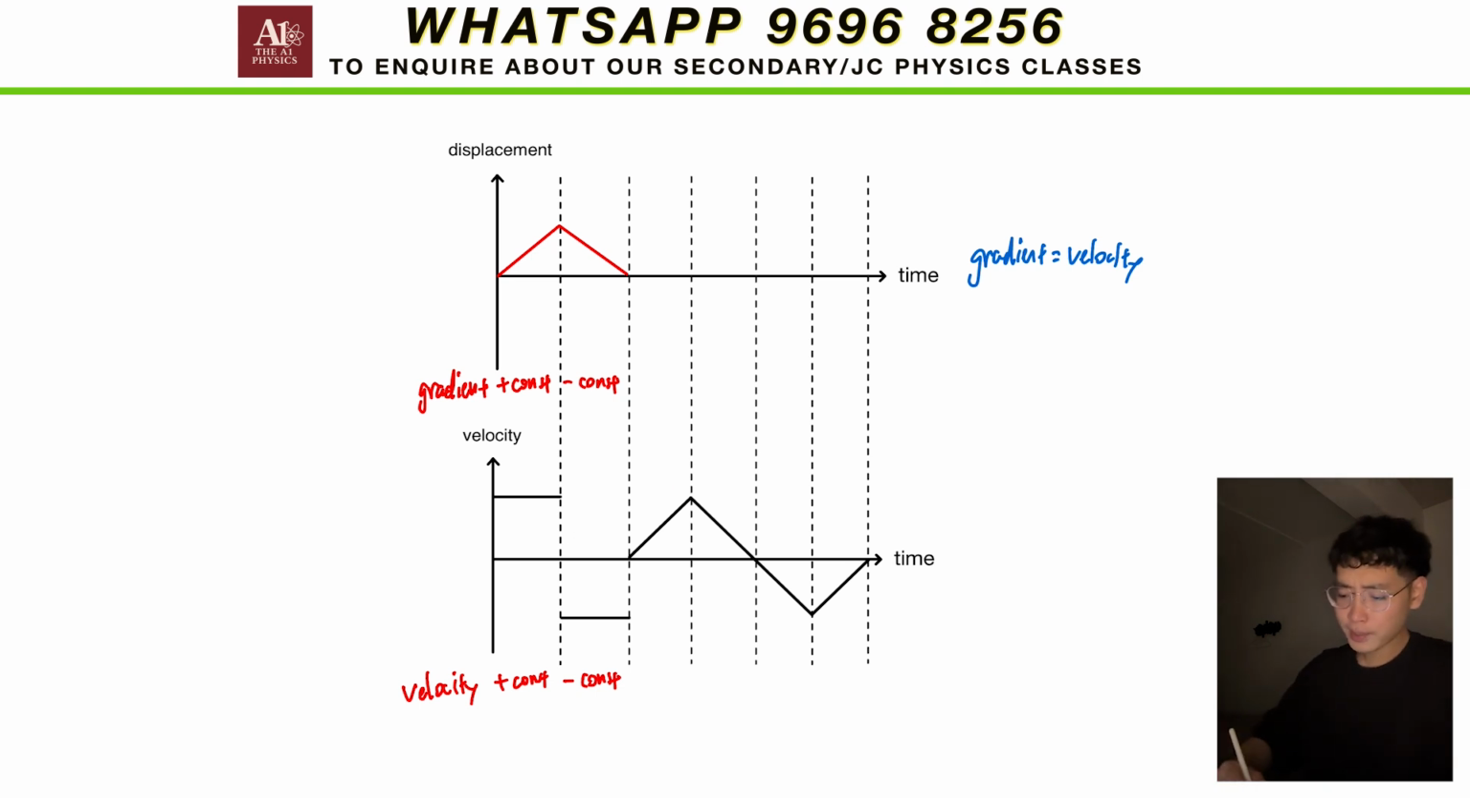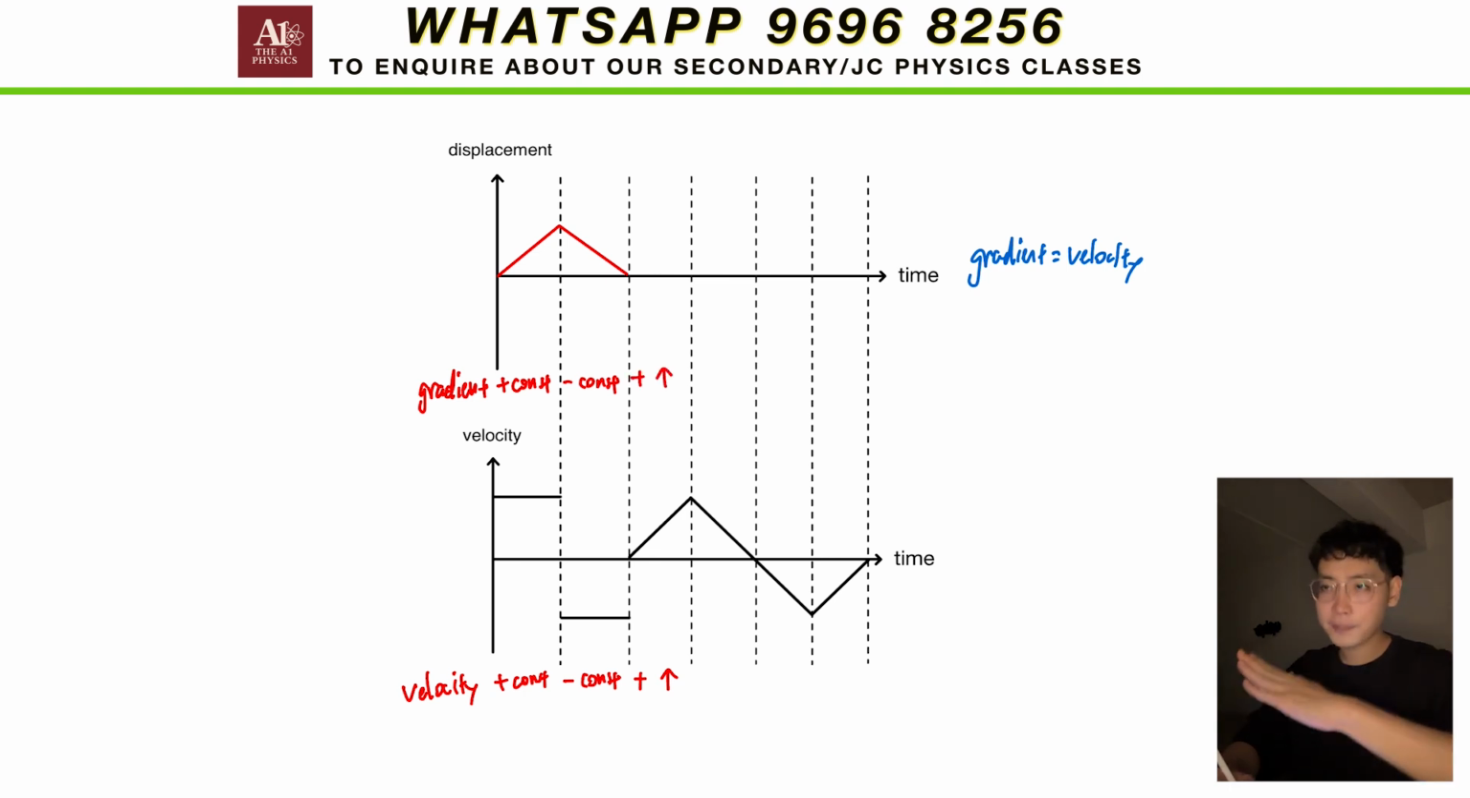Right, over here, what's happening to the velocity? Over here, the velocity is positive and increasing, which means that the gradient of my displacement time graph is positive, it's a slope upwards, positive and increasing, right? Means that the slope is getting steeper and steeper. So it will be a curve upwards like this, right?